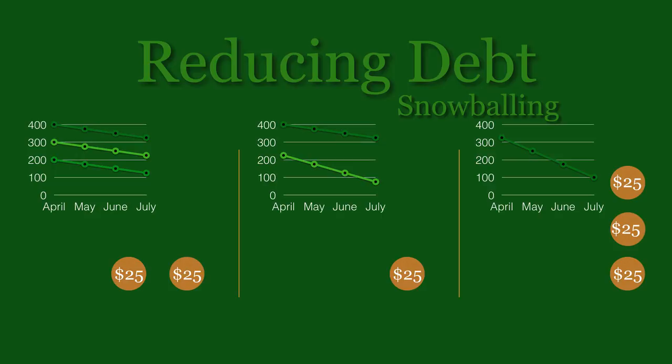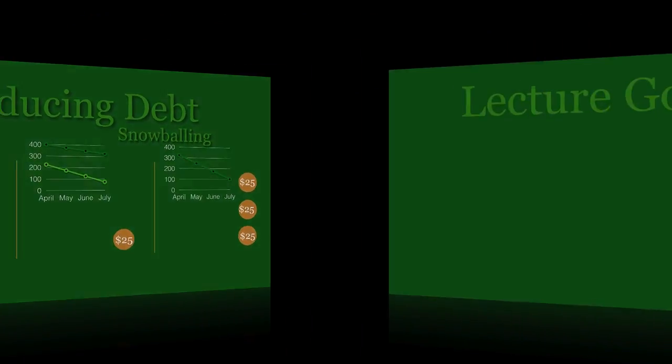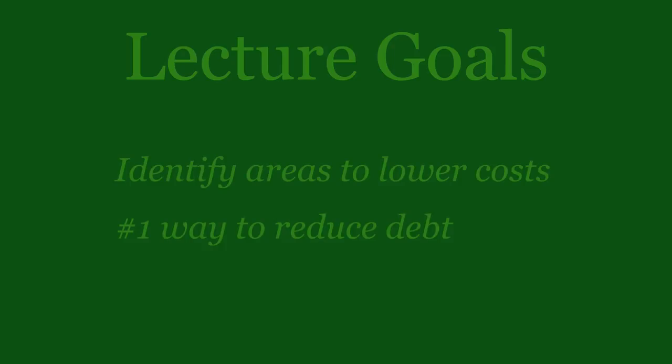It's a very, very cool idea that I've actually personally used and have paid down thousands of dollars of debt through this process. So it's a tried and true method, and I'd highly, highly recommend it. So let's take a look at our lecture goals and make sure we actually did everything we were supposed to do. First of all, we were trying to identify areas to lower our costs. We definitely did that one. And we looked at what the number one way of reducing debt is, and that is snowballing.